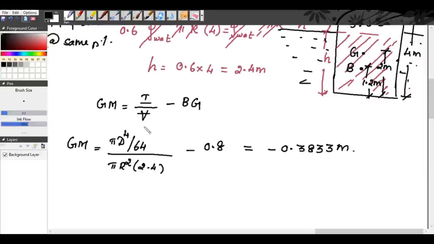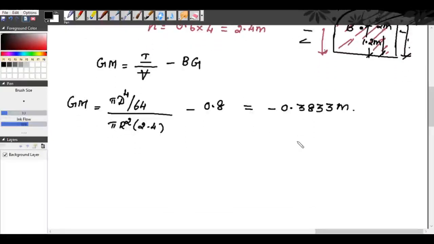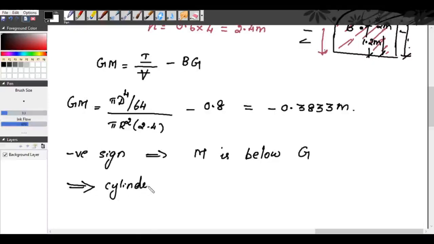We have already seen in the previous problems while determining the metacenter, your GM may be positive or negative. Positive means our metacenter lies above the center of gravity. Negative means our metacenter lies below the center of gravity. If the metacenter lies below the center of gravity, then the cylinder is in unstable equilibrium. So the negative sign indicates M is below G, which results in the cylinder being in unstable equilibrium.